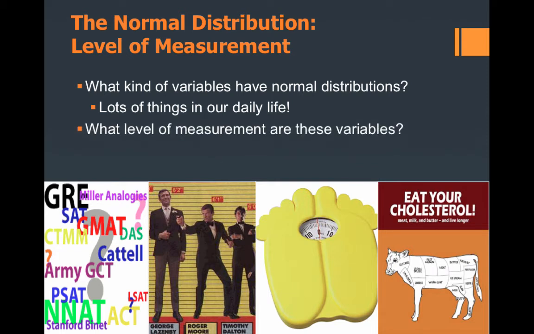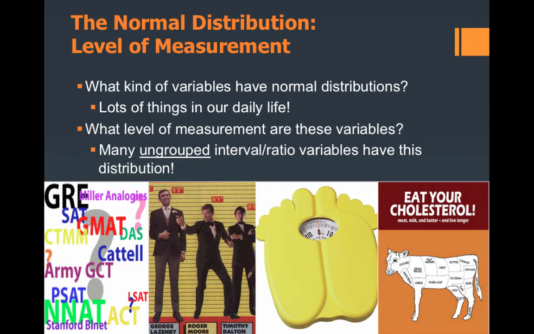So think about these variables. Intelligence, scores on some standardized tests, height, weight, cholesterol levels. What level of measurement are these? Ungrouped interval ratio variables. And so ungrouped interval ratio variables are really the ones that I'm going to be working with when it comes to z-scores and normal distribution.